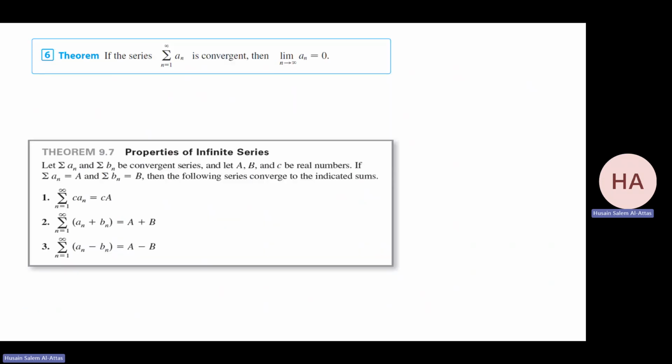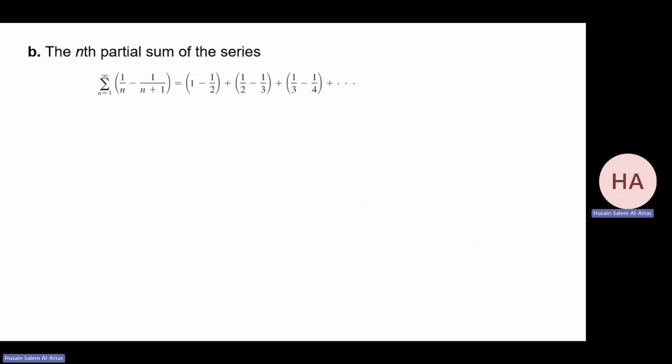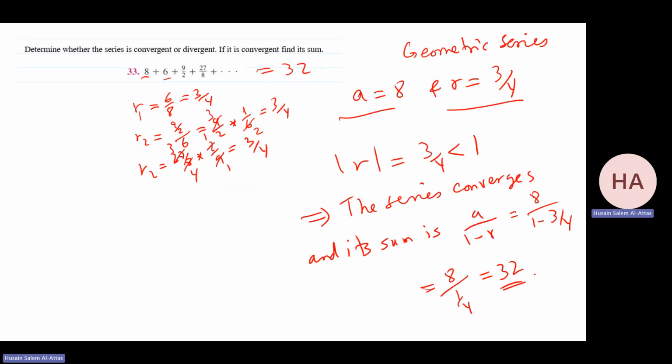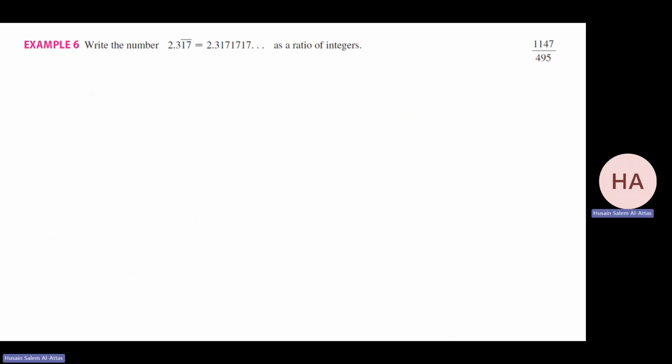And also we have this nth term test for divergence: if the limit of the nth term does not exist, or the limit is not equal to 0, then the series diverges. These are mainly the three things which we have. And I think we did a good number of examples. Let me do more.